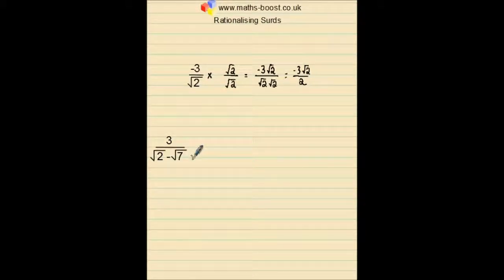So what about this? Well, it looks more complicated, but remember, we're only interested in the denominator, and we note that it contains a surd as part of a binomial. So we know just what to do. We multiply the top and the bottom of the fraction by the denominator, but with one important change to the sign between the two terms.